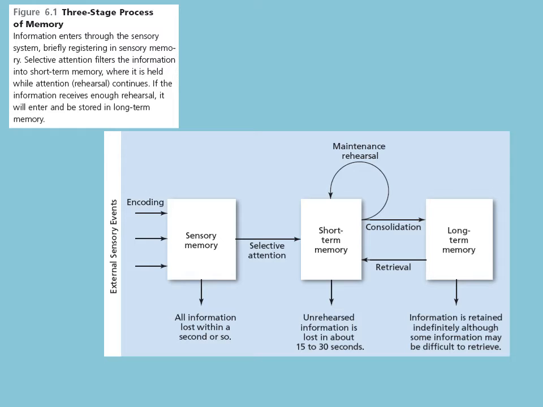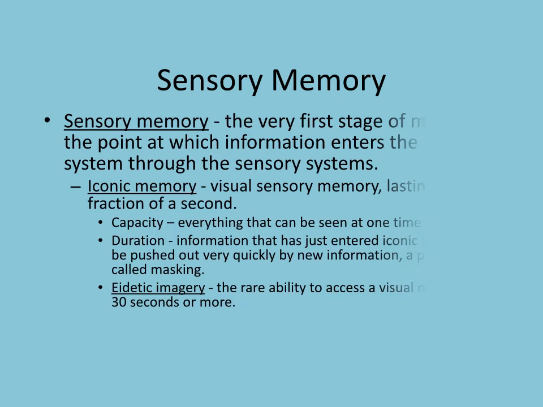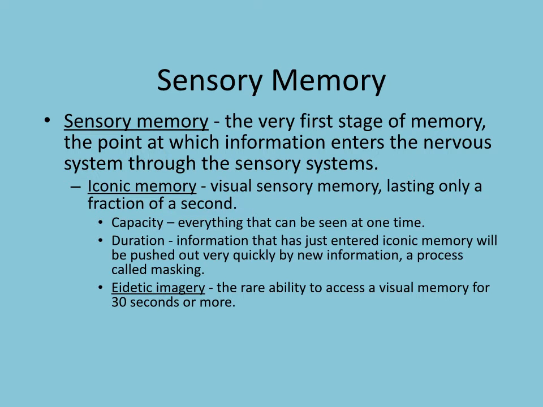Now, let's focus on the first aspect of memory, which is your sensory memory. Sensory memory is the first stage of memory, and it's when information enters the nervous system through sensory systems. So, eyes, ears, taste buds, all those different types of things are affected. Now, iconic memory is visual sensory memory lasting only a fraction of a second. So, like when you hear something, you turn around and look. When you smell something, you turn around and look. You turn around and say, that smells good. Those types of things are all iconic memories.